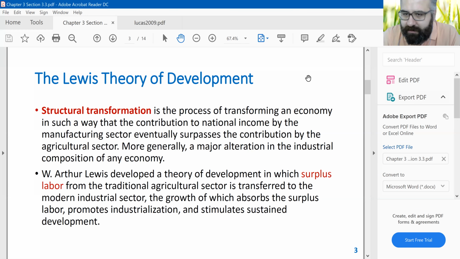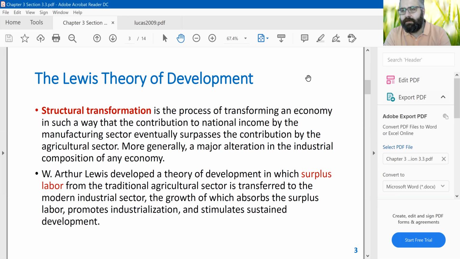Now, Arthur Lewis' theory focuses on surplus labor. So, what is surplus labor? This is the workforce that will be transferred from agriculture to industry. And why? Because the marginal productivity of this surplus labor is equal to 0 if they remain in agriculture.